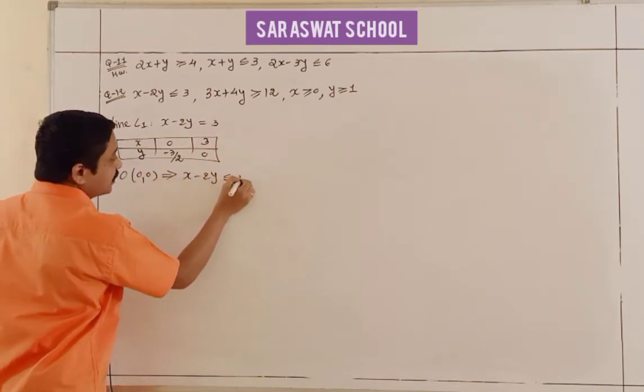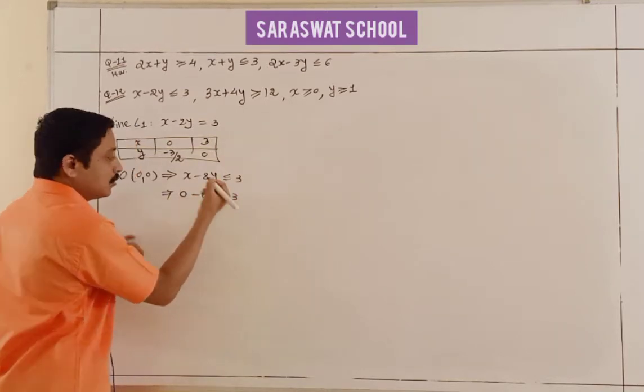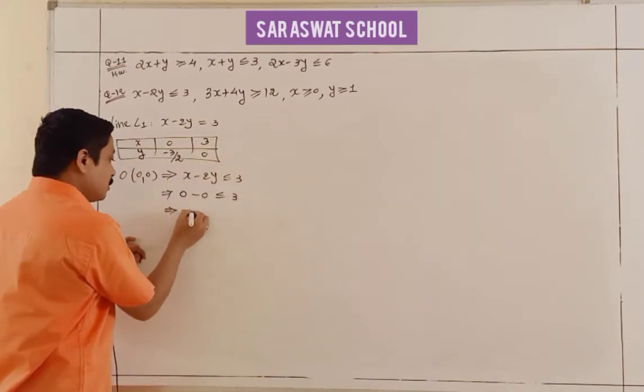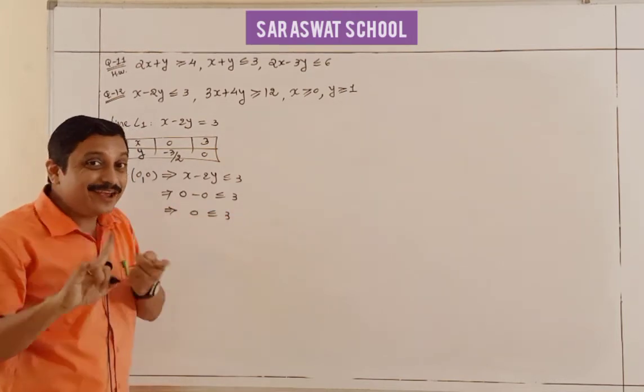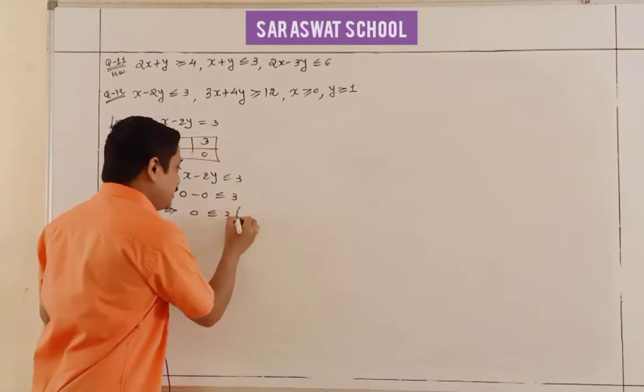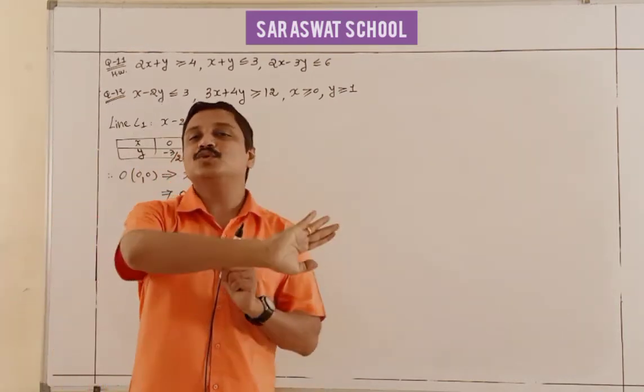Checking whether it is really passing through or not. So 0 minus 0 less than or equal to 3. So 0 less than or equal to 3, it is true. Yes, they are not equal, but it is less than, so true. Yes, it is true. It means my shading is confirmed to pass through the origin side.